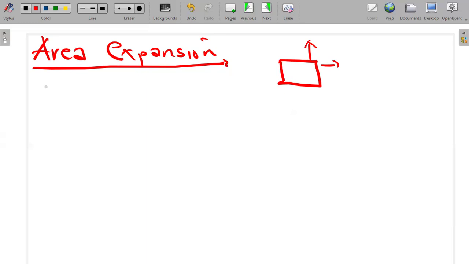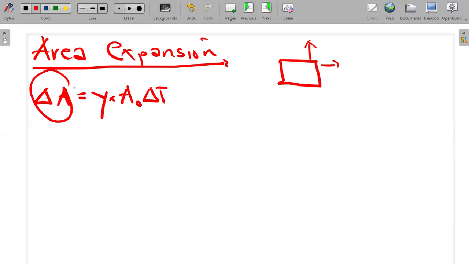We say change in area, delta A, is equal to gamma multiplied by initial area multiplied by change in temperature. So you can notice everything has remained the same. Here, the delta A is just giving us the change in area, final area minus the initial area. Then we have the initial area also here. Then we have the change in temperature, which is basically T final minus T initial.